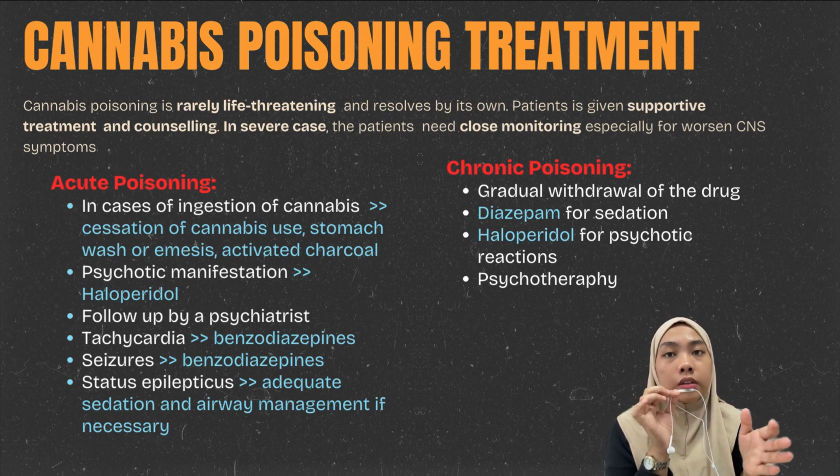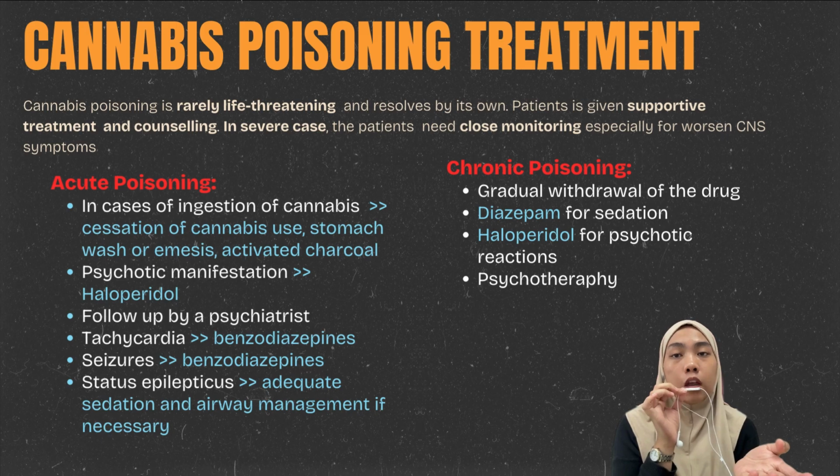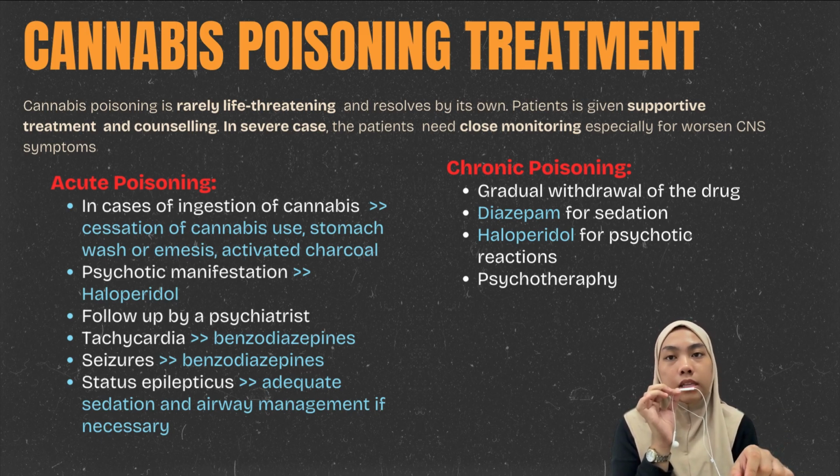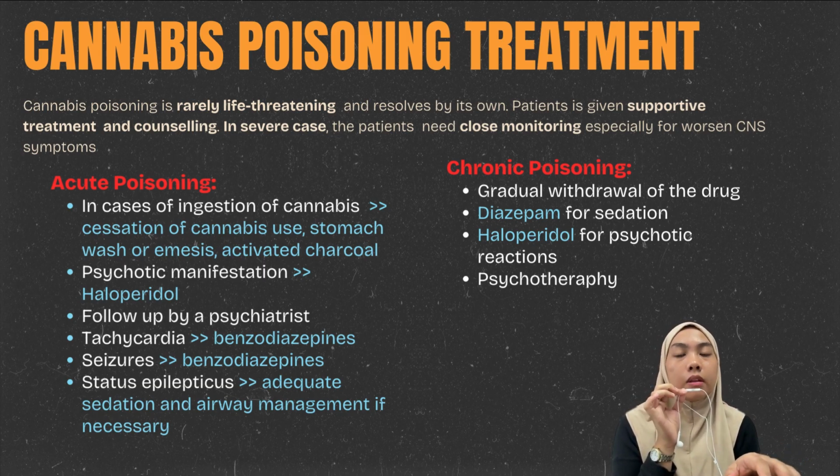Next, if there is a psychotic manifestation, the patient will be given haloperidol. If there is a symptom like tachycardia, the patient will be given benzodiazepines. If seizure, also give benzodiazepines, and if there is status epilepticus, the patient will also be given benzodiazepines and also adequate sedation and airway management if necessary. And also psychiatric follow-up is given to the patient.